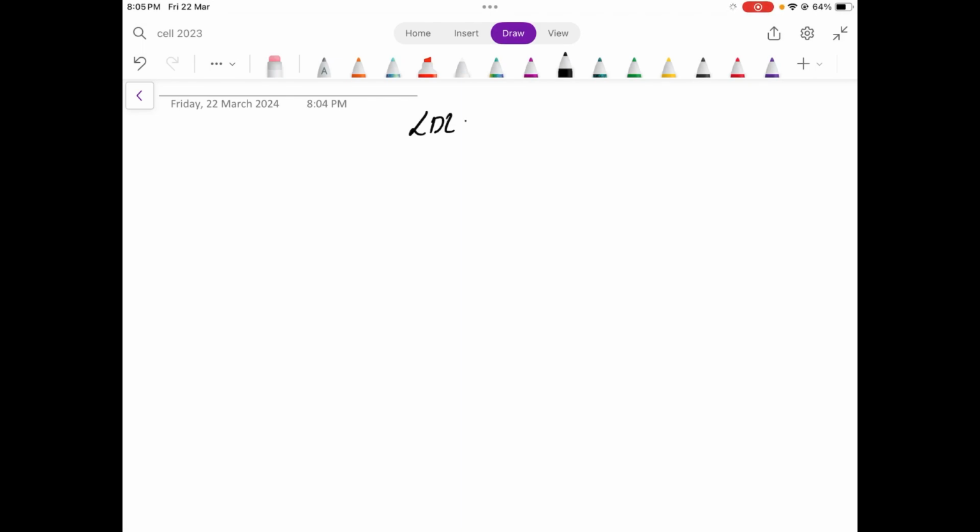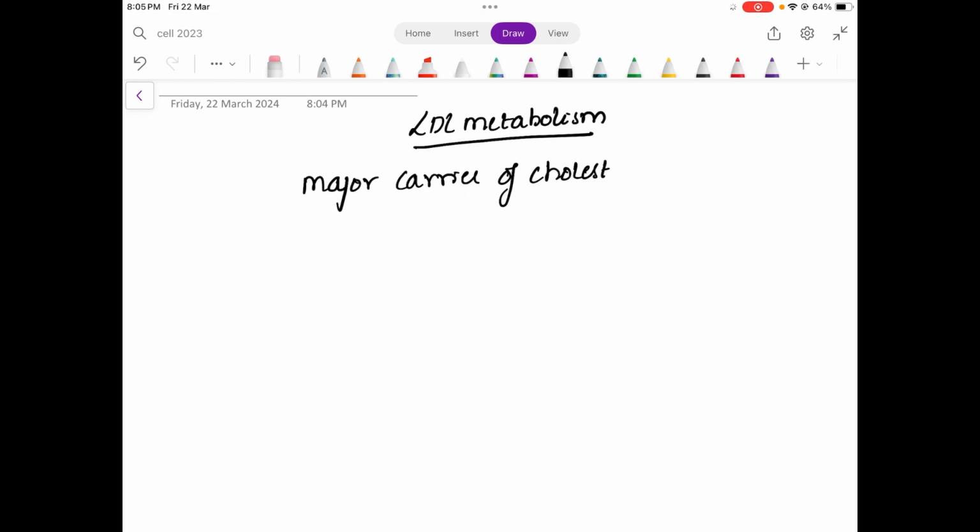In this class, I'll discuss LDL metabolism. LDL is called low density lipoprotein, which is a major carrier of cholesterol in blood.